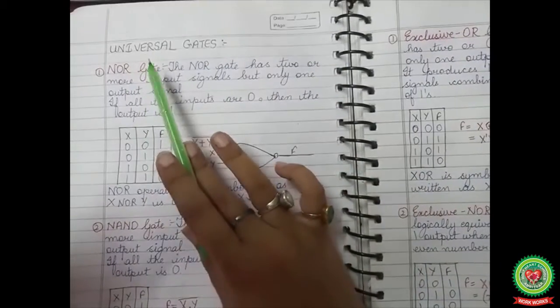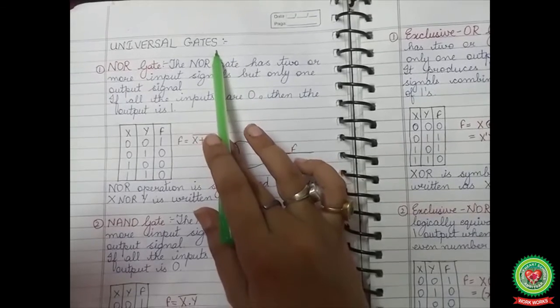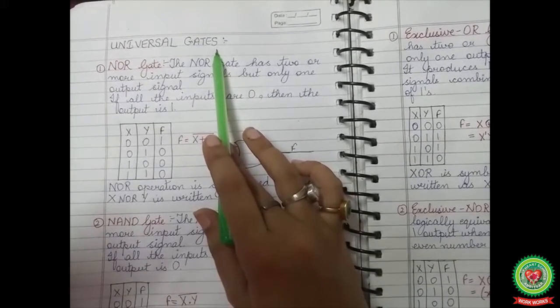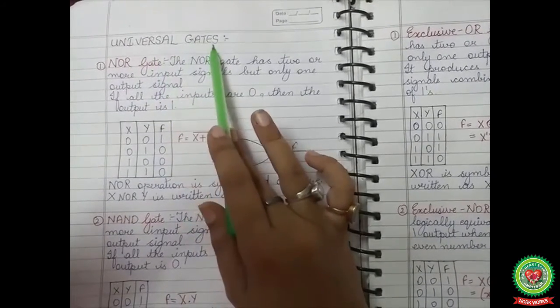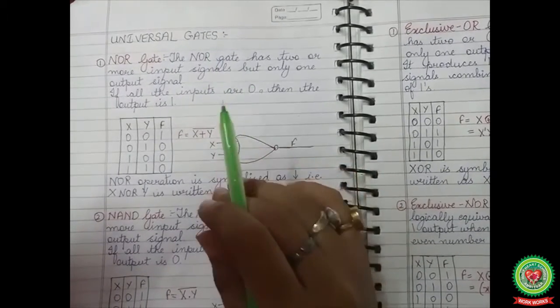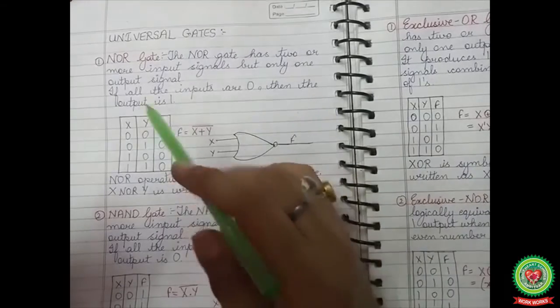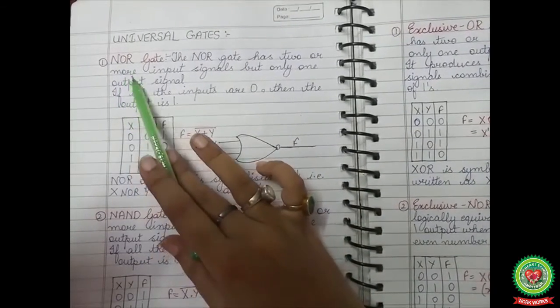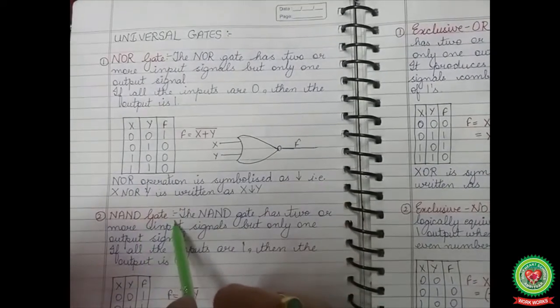Now we are going to do universal gates. Students, what are universal gates? Universal gates are those from which we can derive our elementary gates. So we have two universal gates, NOR gate and NAND gate.